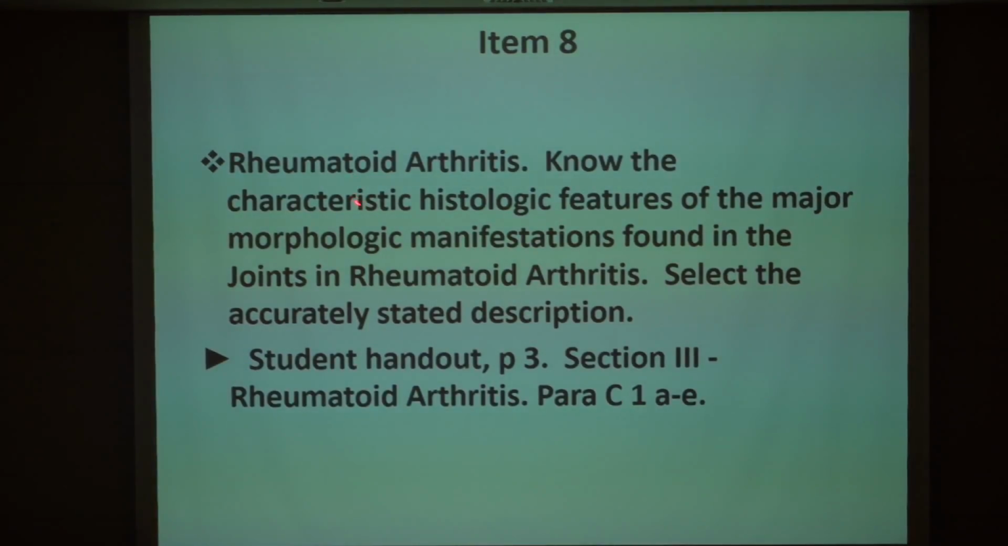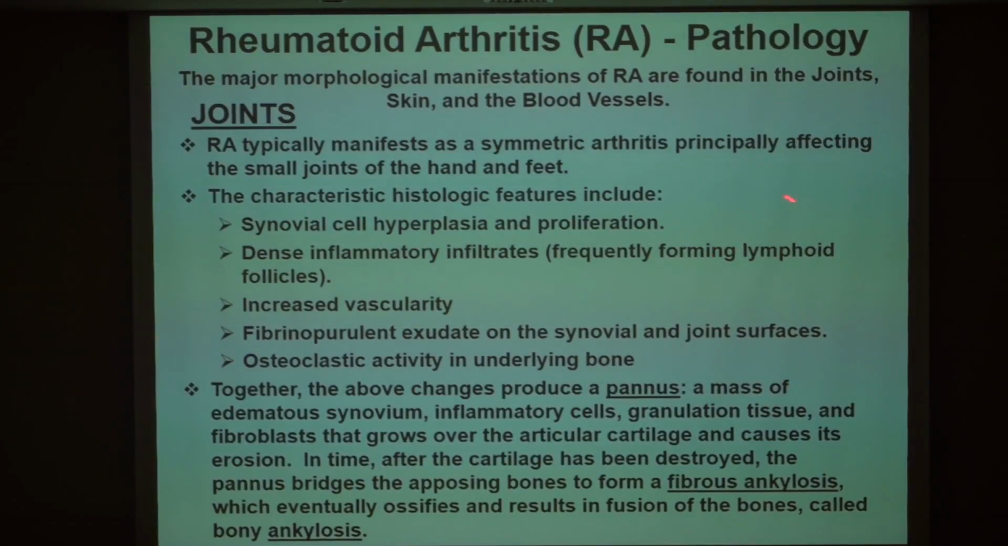Item 8, we're talking about rheumatoid arthritis. You have to know the characteristic histologic features of the major morphologic manifestations found in joints in rheumatoid arthritis. Basically, this paragraph right here, which is in your notes, 4 of them will be altered, 1 of them will remain true. You have to know the characteristics of how rheumatoid arthritis presents. And remember, these 5 characteristics together cause the change, the pannus, that inflamed synovial tissue, which is characteristic of rheumatoid arthritis.